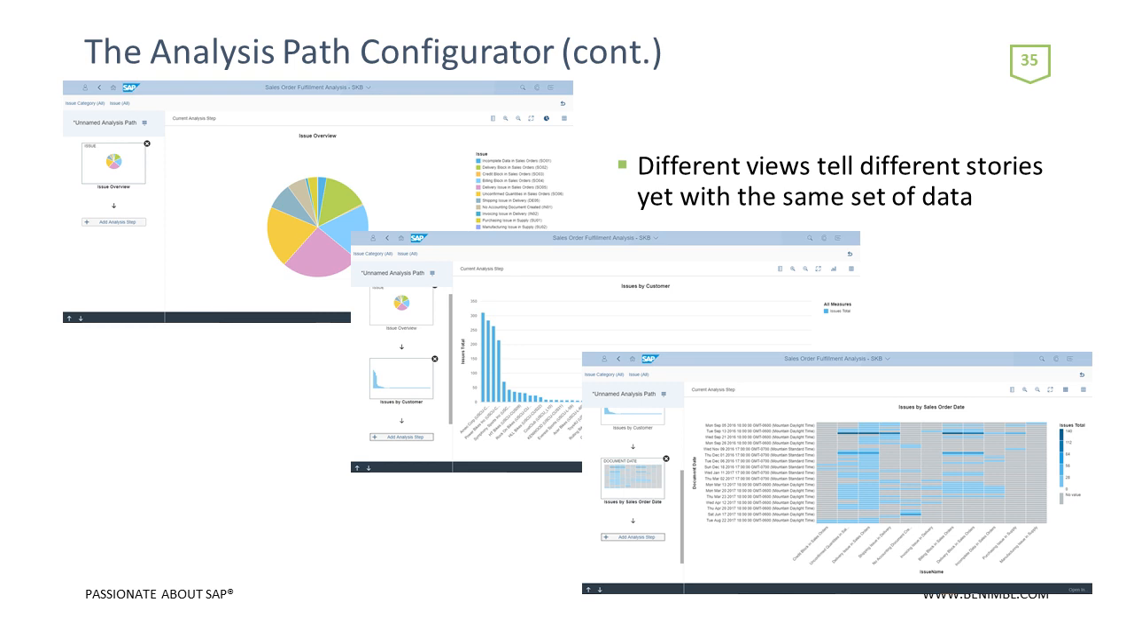You can see, you start with this Analysis Path Configurator, this framework. You can start with a pie chart, then you could go into some type of vertical bar chart, then you could go into some type of either more complex chart. So the idea is you keep building that story to understand the KPI better.